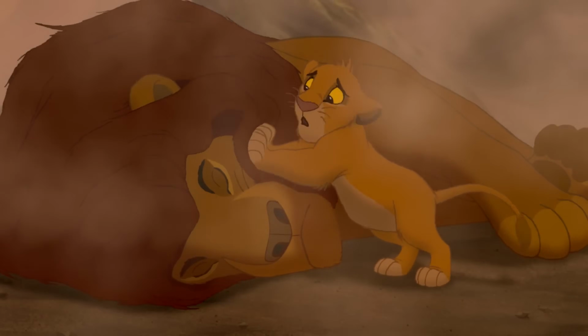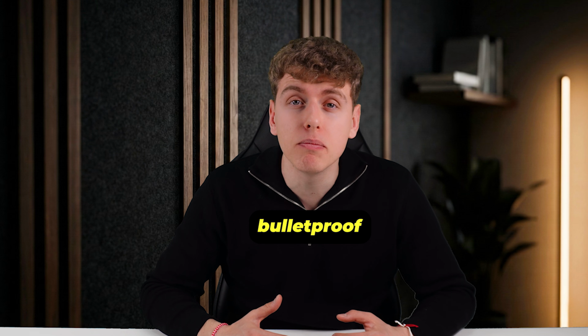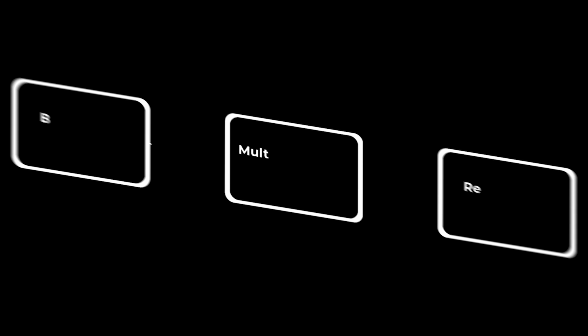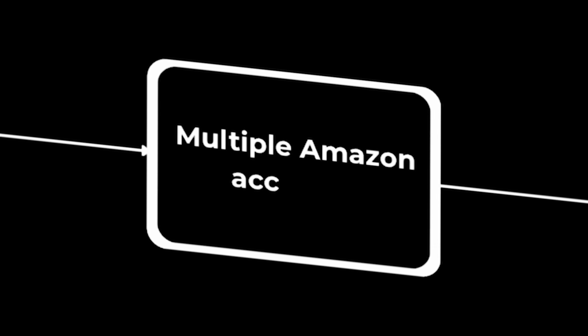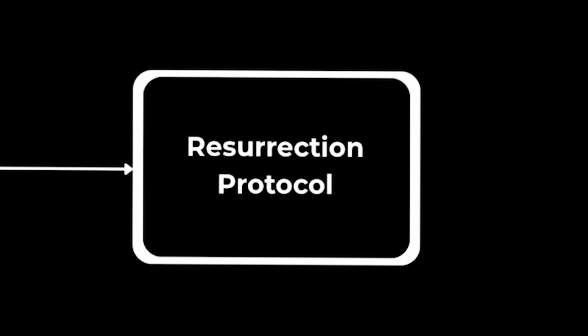But you are not out of business. You just cannot rely on luck anymore. You need a structured, bulletproof system. In this deep dive masterclass, I'm going to show you exactly how to bypass their detection, scale to multiple Amazon accounts safely, and implement my 4-step resurrection protocol.